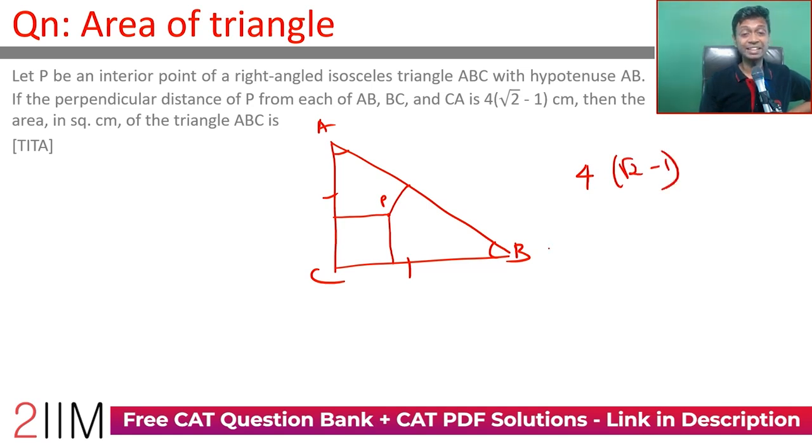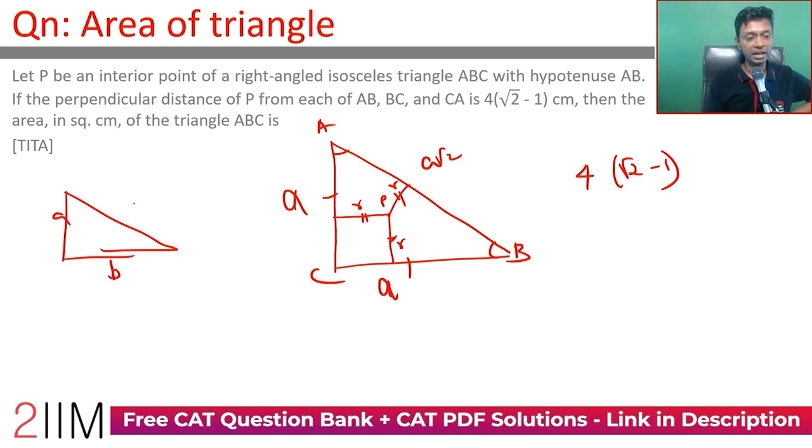That means P is the in-center. When the sides are in the ratio 1 is to 1 is to root 2, I'm going to call it A, A, A root 2. Since all three distances are equal, we're effectively talking about P being the in-center. Or we have a right isosceles triangle whose in-radius is 4 times root 2 minus 1. In any right triangle with sides A, B and H, in-radius is A plus B minus H by 2. You should know this.